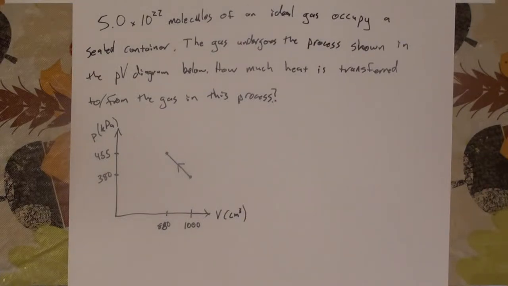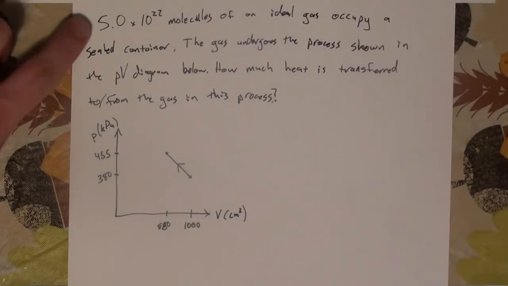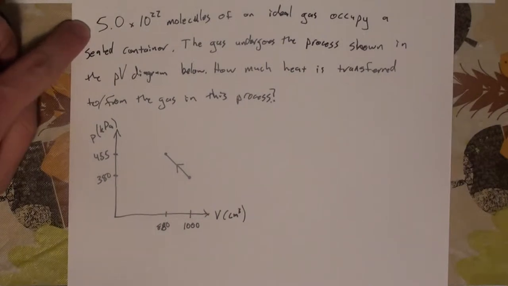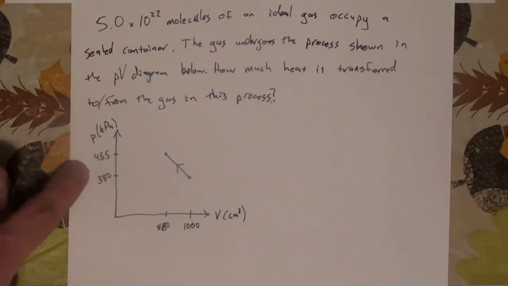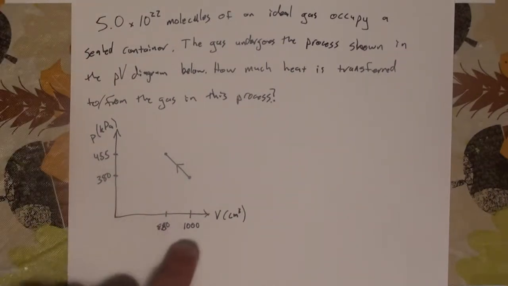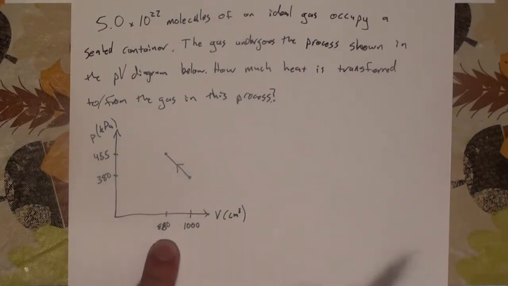Okay, so we're given some information. We're given the number of molecules, and we're also given initial and final pressures, and initial temperature and initial volume and final volume here. And we're asked to find heat. Right? How much heat is transferred to or from the gas.